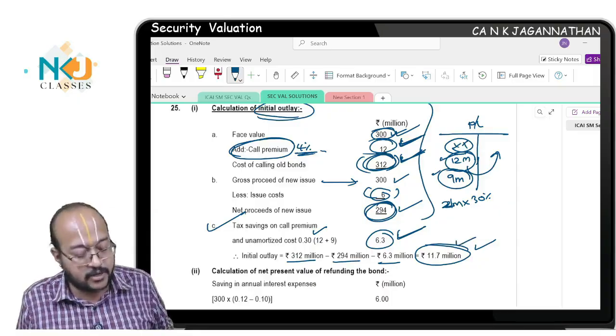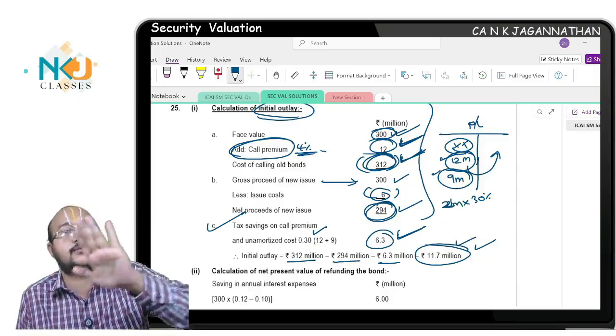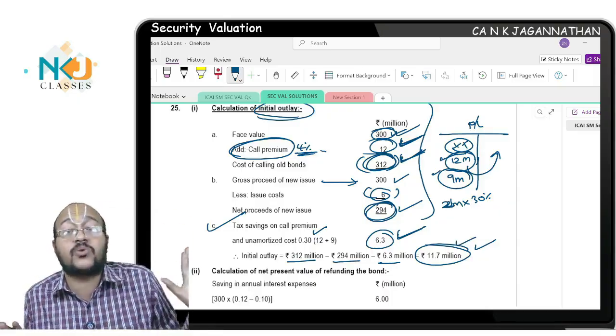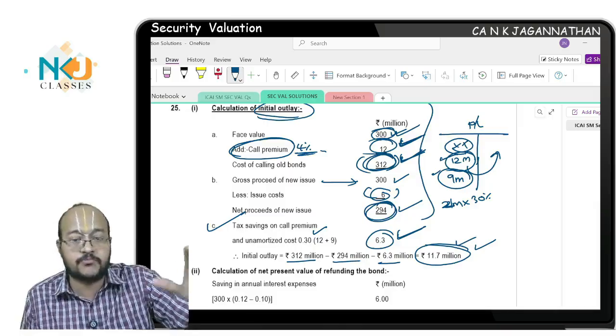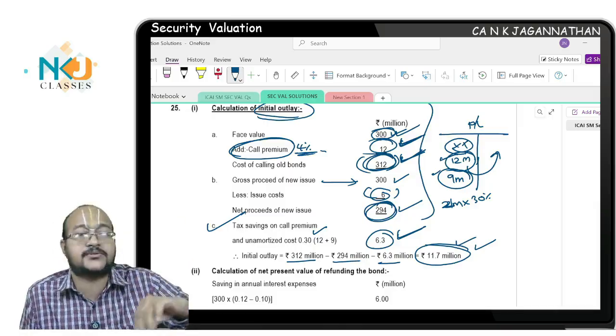Are you all understanding till now? This is calculation. All these things happen today. This is something similar to discounted cash outflow, which you compute for capital budgeting. Everything, these transactions happen today.